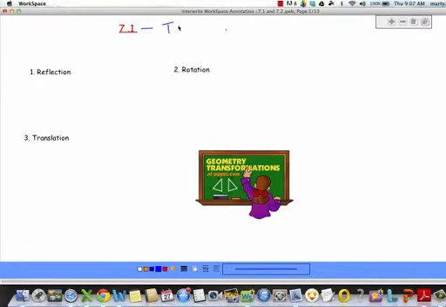7.1 is about transformations, which is moving a figure in one form or another, either by reflecting over a line, rotating around a point, or translation. That's just sliding it. The only thing you have to pay a little attention to is whether the transformations are rigid or non-rigid.